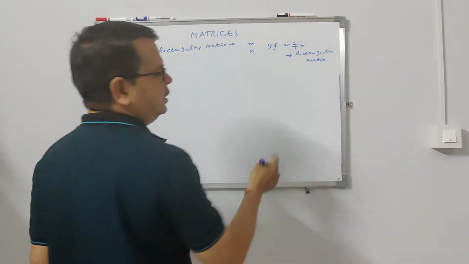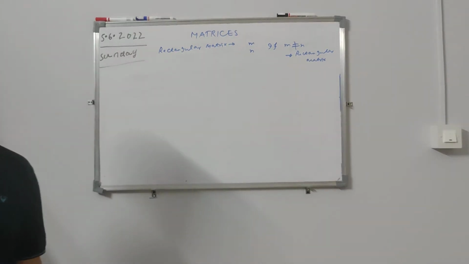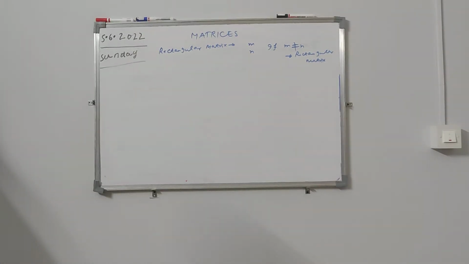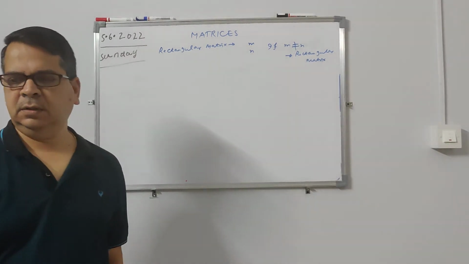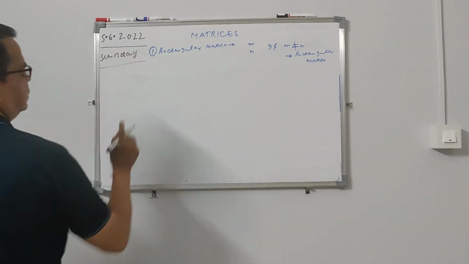You know what the difference is between a rectangle and a square? In a square, all sides are equal. In a rectangle, all sides are not equal, only opposite sides are equal. So the length and the height are not equal. In this case, let us say the length is the columns, the height is the number of rows. So if m is not equal to n, that is a rectangular matrix. That is one definition.